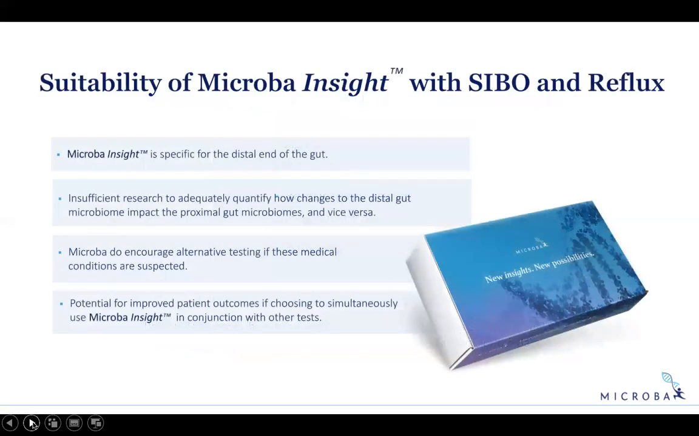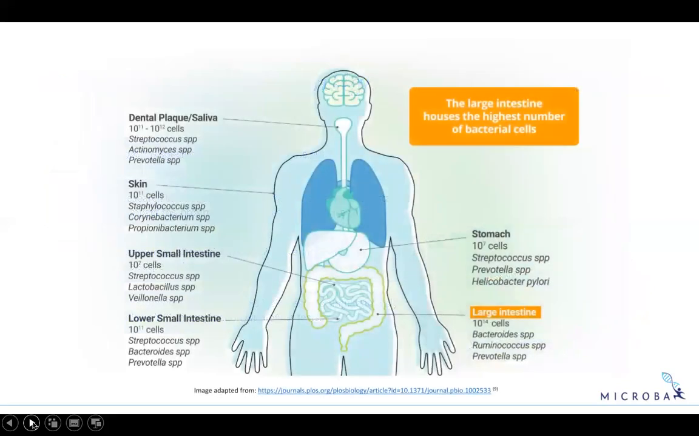Thanks, Christine. I'm going to switch gears now and have a look at the suitability of Microba Insight with SIBO and reflux, some of those more common upper gastric complaints and conditions that your patient may present to you at your clinic. Firstly, I just wanted to quickly jump to this slide to show how the microbiome is likely to change throughout the intestinal tract, given that there is quite a change to things like the pH, as well as other proteins and all sorts of things that occur throughout the intestinal tract, as well as the fuel sources that are readily available.